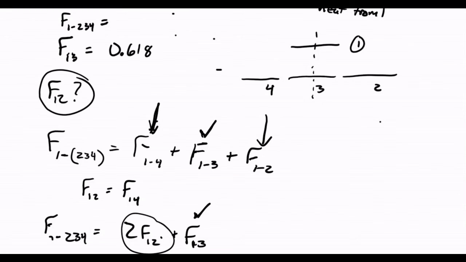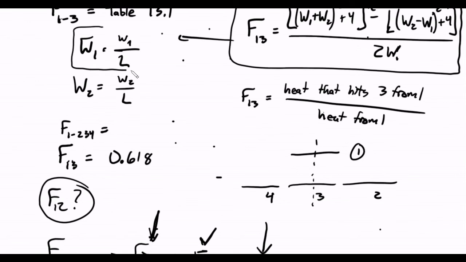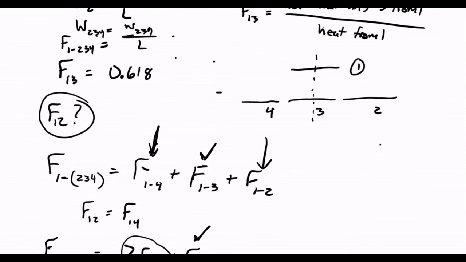And again, we use the same equation, but now we have to calculate. So big W1 stayed the same, but now this W2 would be W234, which would be the width of 234 divided by L. And that now we're going to plug in here where we have W2 written down and get a new view factor, the view factor we need, which is F from 1 to 2, 3, 4. And I did that for you, and it's 0.944.